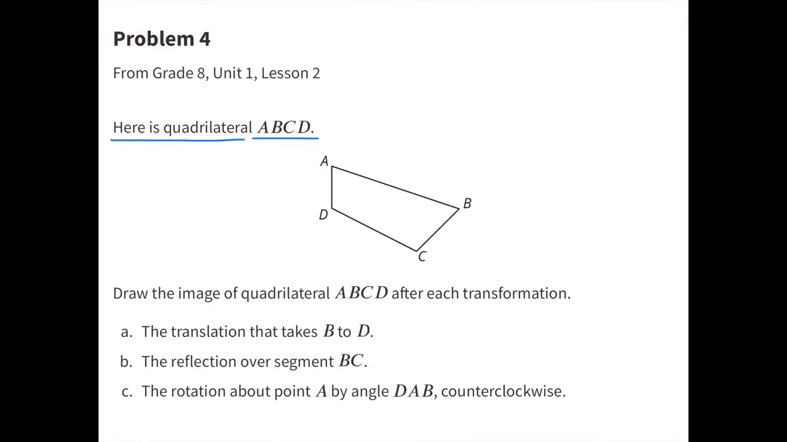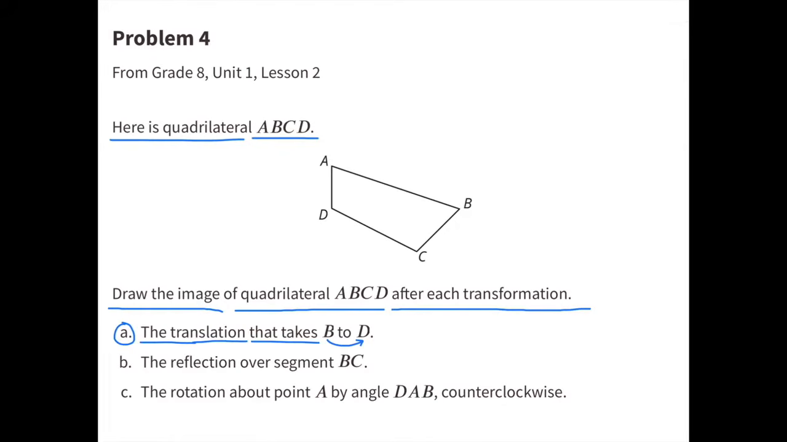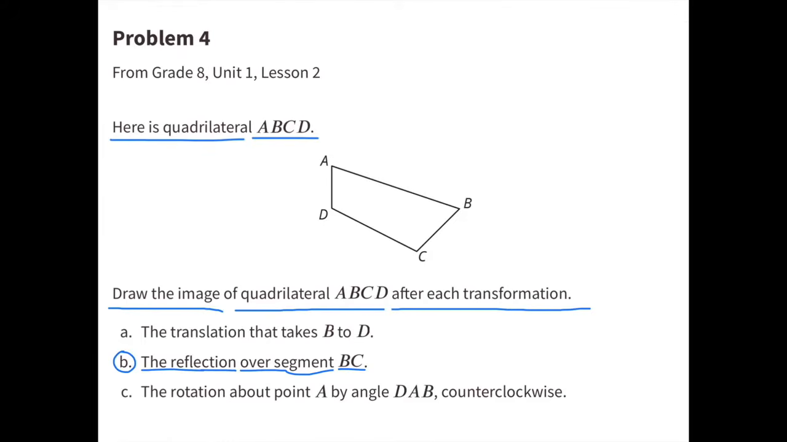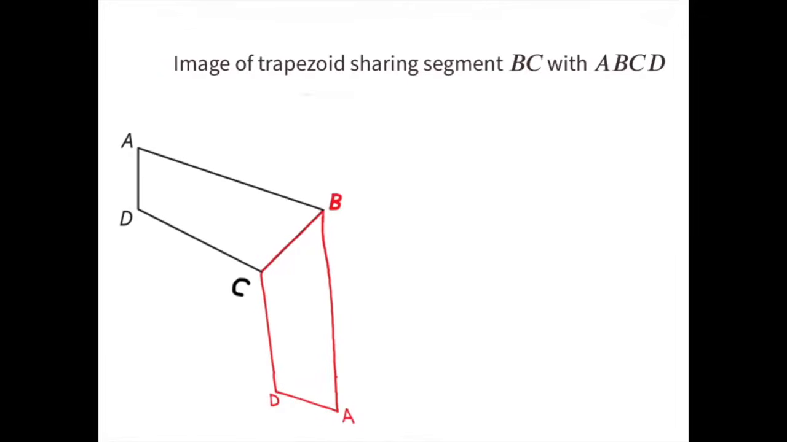Number 4. Here is quadrilateral ABCD. Draw the image of quadrilateral ABCD after each transformation. A. The translation that takes B to D. The image moved to the left so that B lines up with D. B. The reflection over segment BC. The image shares segment BC with ABCD.